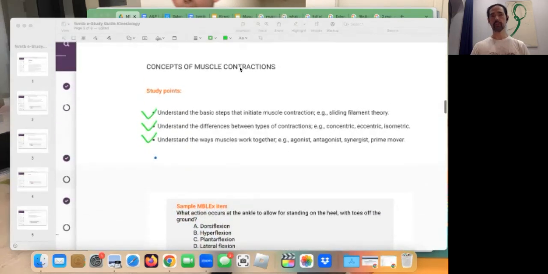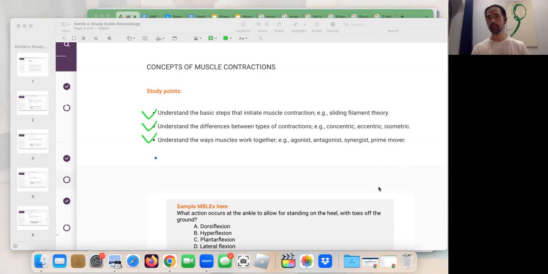Tonight we're going to go over concepts of muscle contractions, which include understanding the basics that initiate muscle contraction, sliding filament theory. So we're going to discuss a little bit of sliding filament theory. And we're going to go over concentric, eccentric, and isometric. And also we're going to work on agonist, antagonist, synergist, and prime mover.